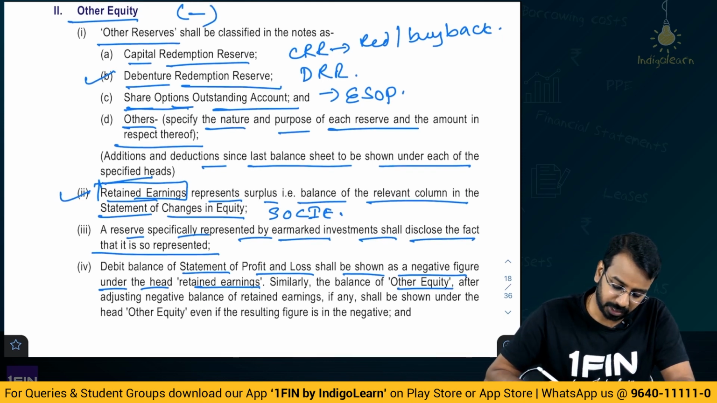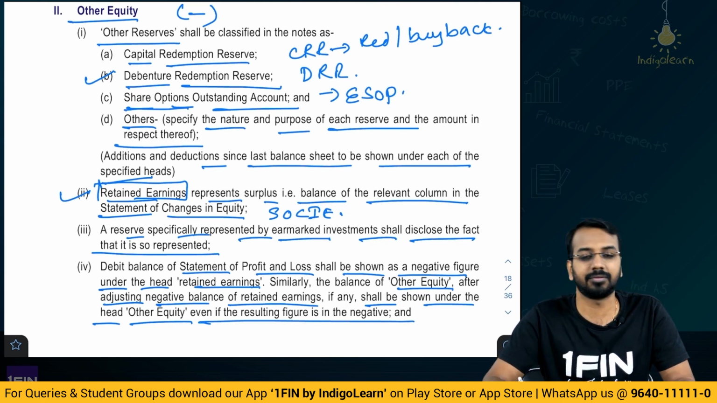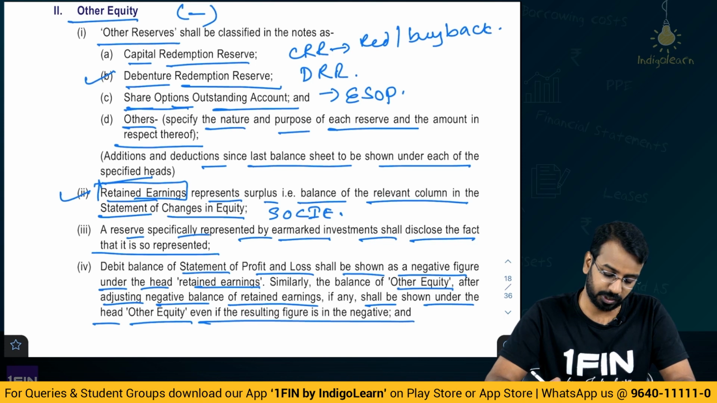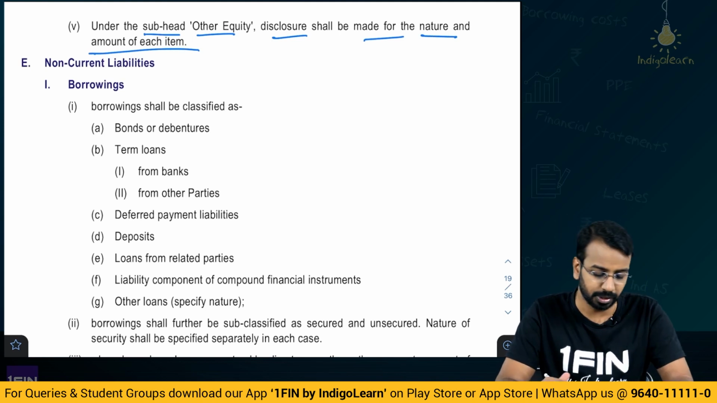Then the balance of other equity after adjusting negative balance of retained earnings, if any, shall be shown under the head other equity, even if the resulting figure is negative. Okay. So even if the final result is negative, you will show it under other equity. Then under the subhead other equity, disclosure shall be made for the nature and amount of each item. So what is the nature, you will have to explain.